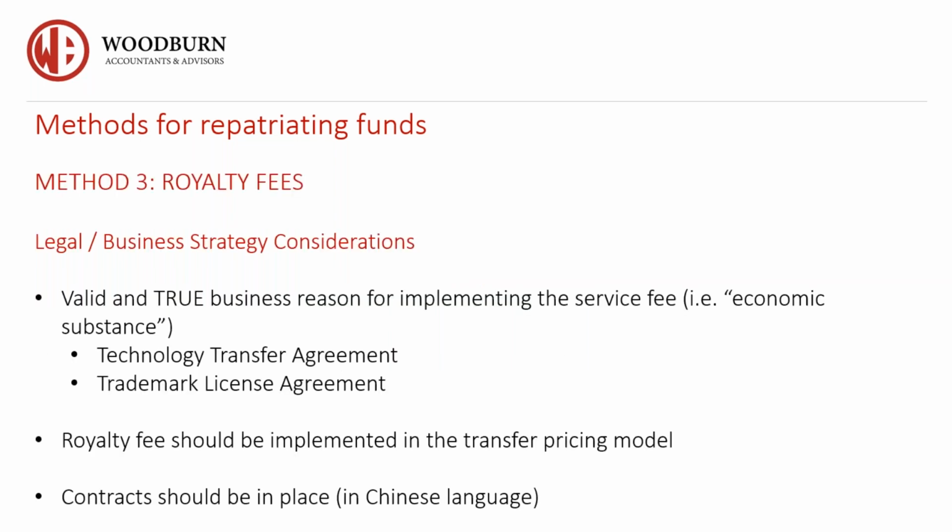So the next is looking then at royalty fees. And again, here, it is a matter of creating a contract that is valid and true. So I've put in 2 types of agreements. One is a technology transfer agreement, which is a bit more complicated. The easiest repatriation strategy that you can develop and that you should develop is a trademark licensing agreement.